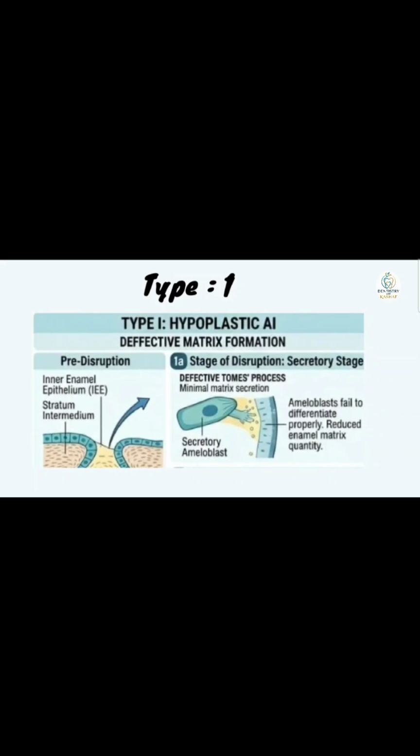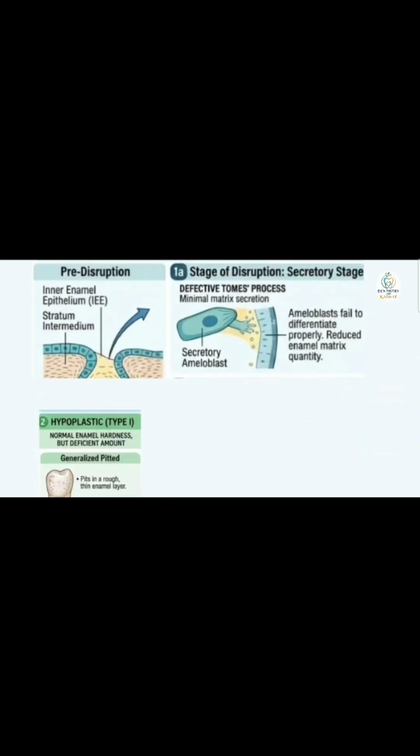What is the reason behind type 1 hypoplastic? There is defective matrix formation. In the secretory stage, we said that ameloblasts produce proteins like amelogenin, and the matrix proteins are produced. Those are less produced, so they are defective. So you can say enamel matrix quantity is reduced. That's why the enamel is thin.